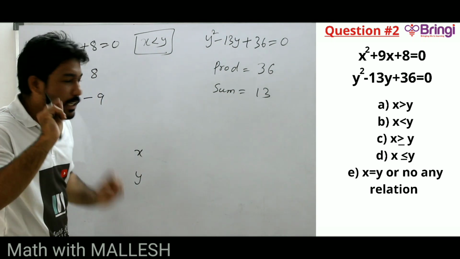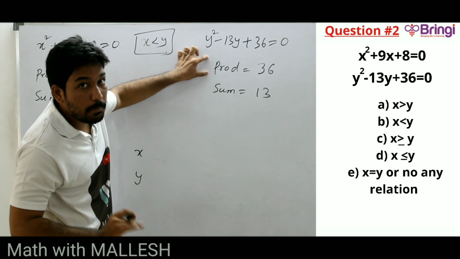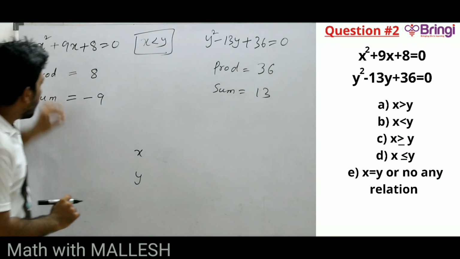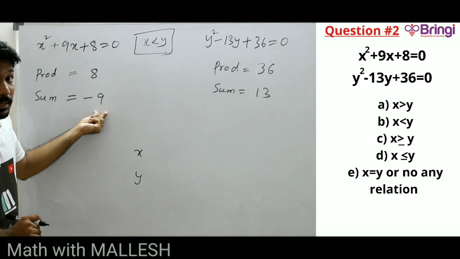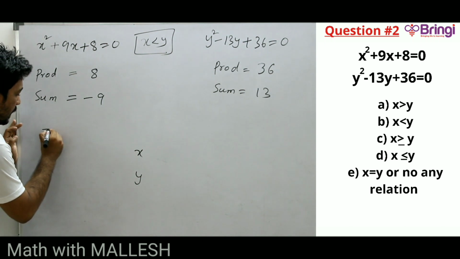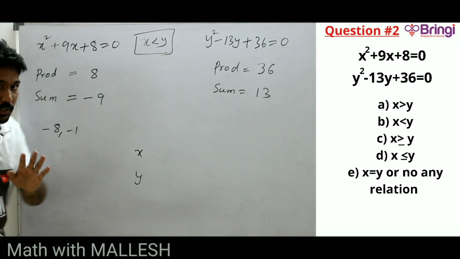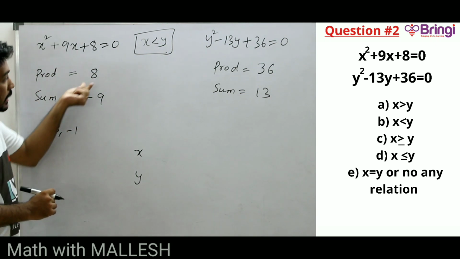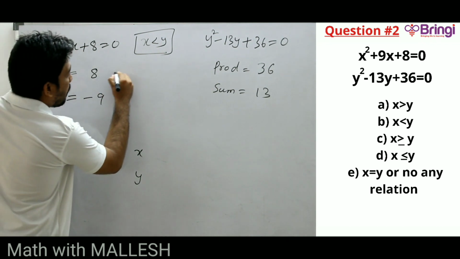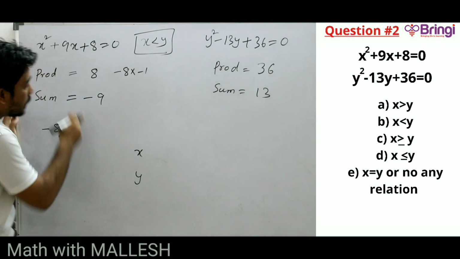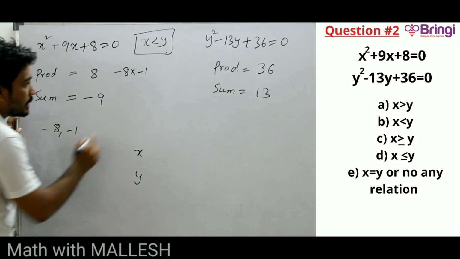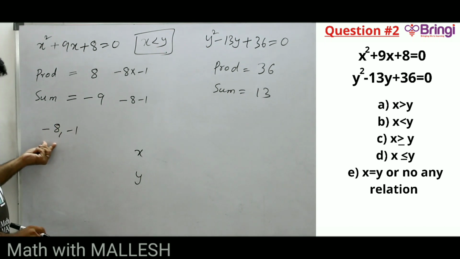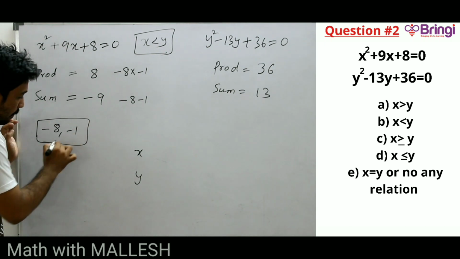Use a little bit of brain. Multiplication 36, positive 36 and sum 13, and here product is 8 and sum is negative 9. Minus 8 comma minus 1. Am I correct or not? Because their addition is -9 and their multiplication is +8. -8 into -1 is equal to +8. Next -8 -1 addition -9. Perfect. So x values are -8 comma -1.